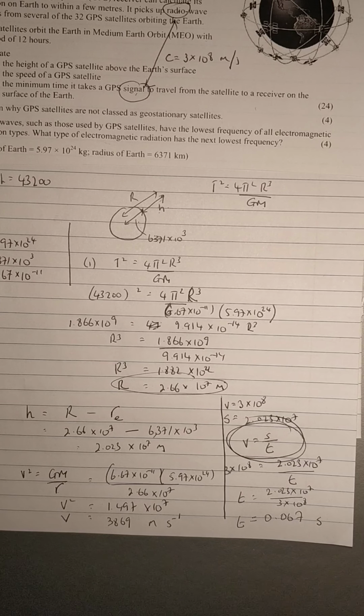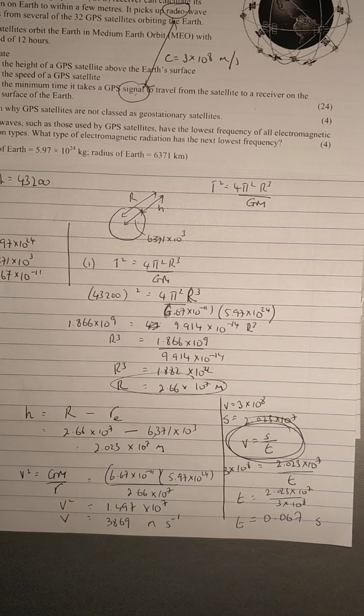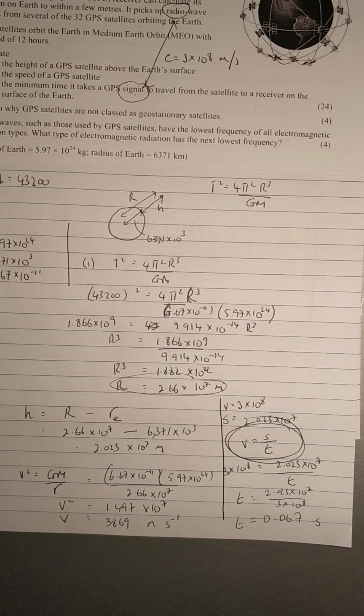Explain why GPS satellites are not classed as geostationary satellites. Well, their period of rotation is 12 hours, not 24 hours. You'd say that, and you'd also say a geostationary satellite has a period of 24 hours, the same period as the Earth. So therefore, the satellite appears to stay in the same position over the Earth's surface at all times. Crucial one to know, and you'll need it for your assignment as well.